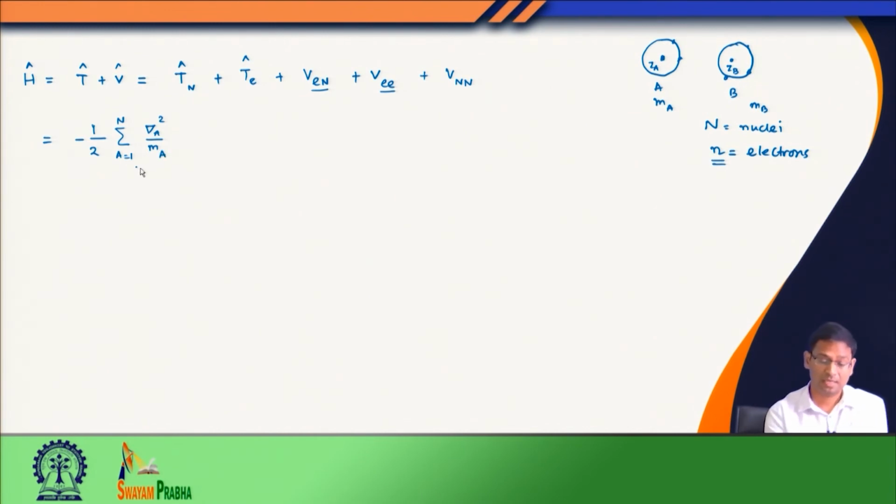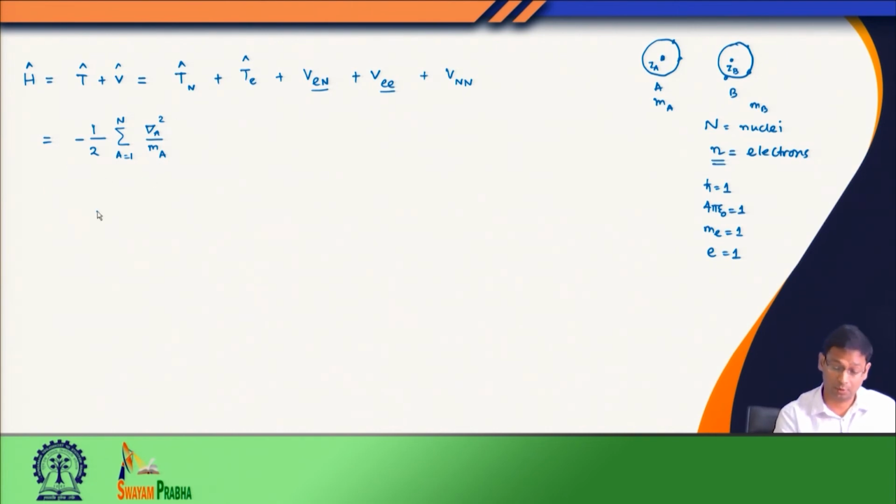Here you see that this is the kinetic energy, where h bar is in atomic units, where I have defined h bar as 1, 4 pi epsilon 0 as 1, the mass of the electron as 1 and the charge of the electron as 1. This is the kinetic energy operator coming from all the nuclei. In this case I have of course 2 nuclei, so A will go from 1 to 2. In case I have more than 2 nuclei, I can still write this.